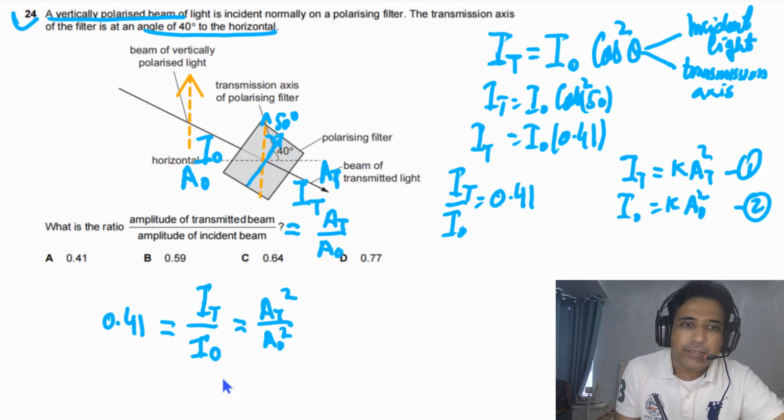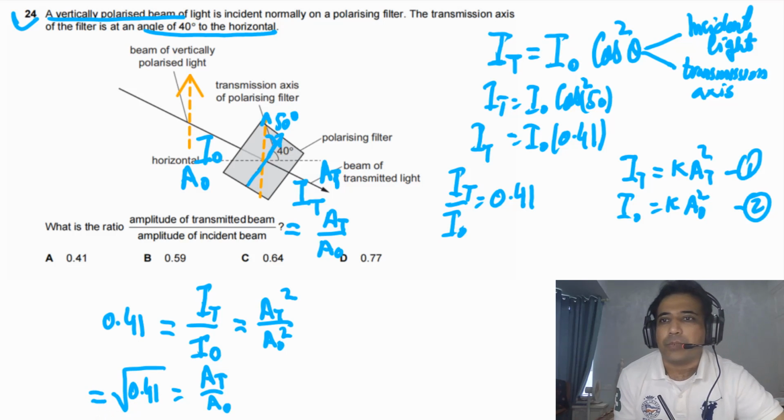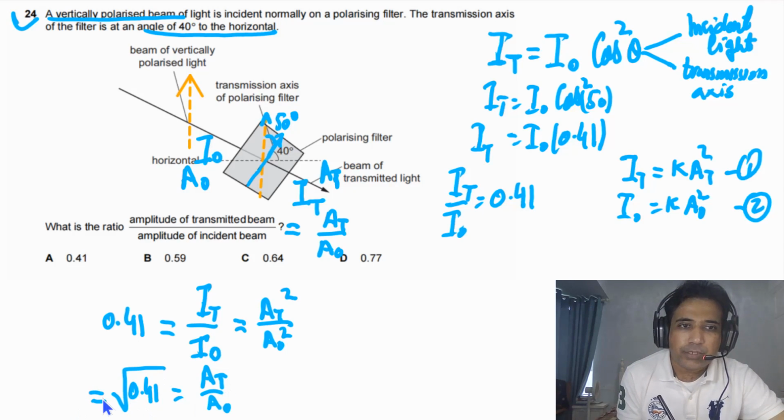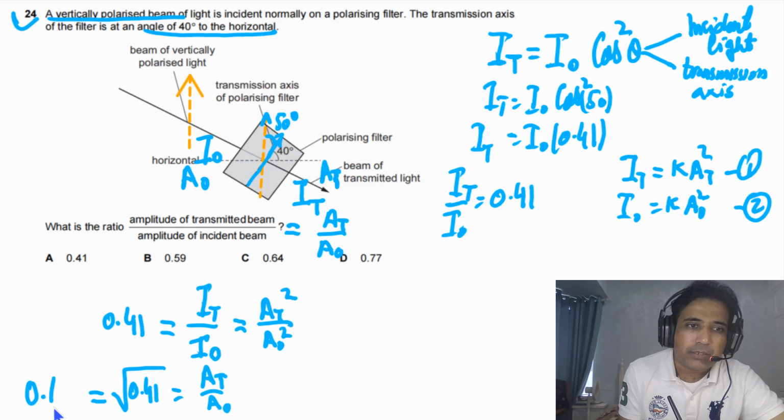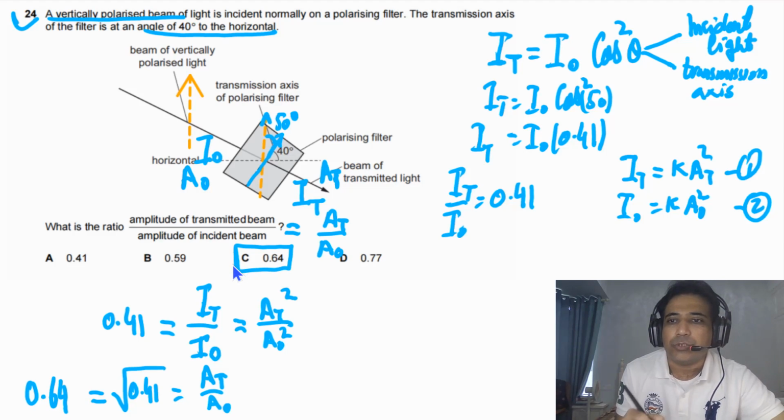That we need to find out AT. So we need to find out AT over A naught. So we have to take square root on both sides. So this is 0.41, so we have to take square root of this one. If we take square root of this, we will get 0.64. So our answer for this question is C. So this is how you need to answer.